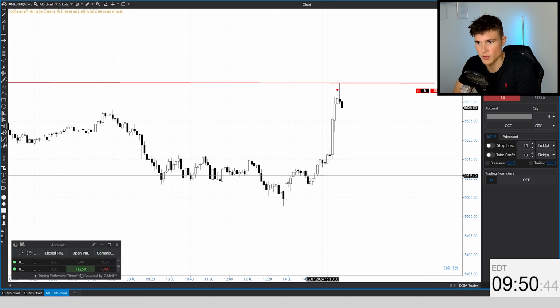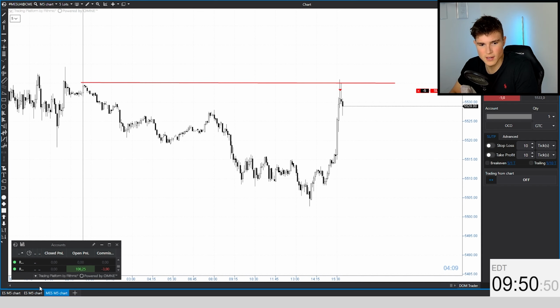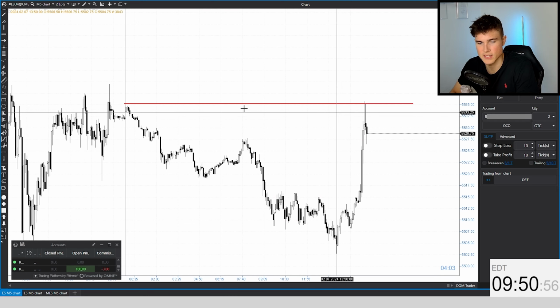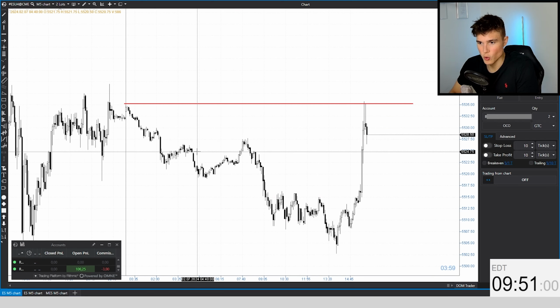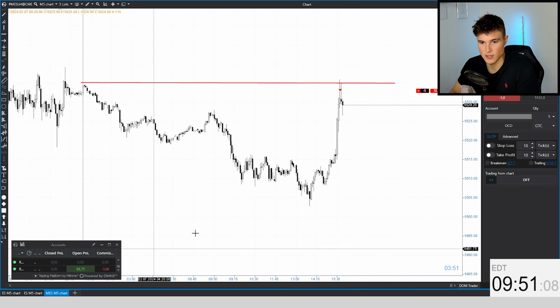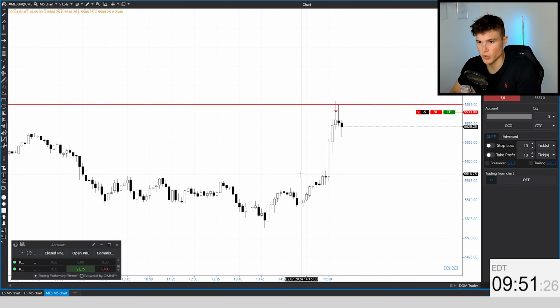So I'm sticking to the micros for now, even though they're really annoying, because they differ a little bit from the mini, and my strategy should, or your strategy should always be oriented on the mini. So I really hope that my account is getting bigger and at some point I can trade the mini futures. So what are we seeing now?